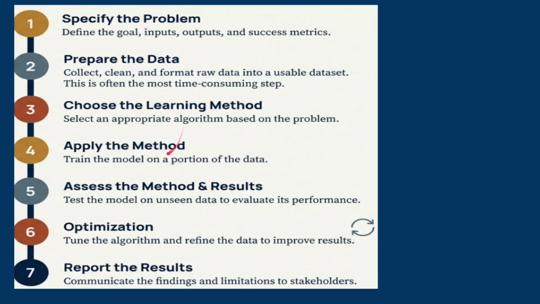And once you know the method, apply the method, and using that method, train the model on a portion of the data. Suppose we have some 10,000 of data, we only train on some 5,000 of data, then we try to get the result, refine it, then we give more data, then we expect more results. That means more accurate results. This is how the training will be happening.